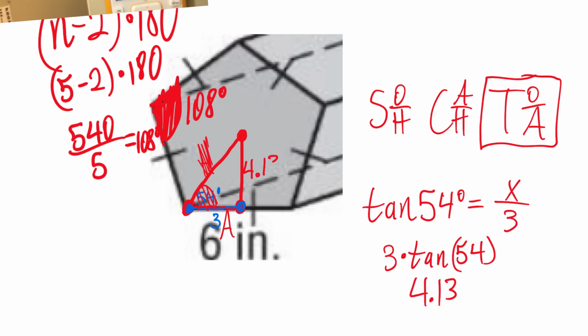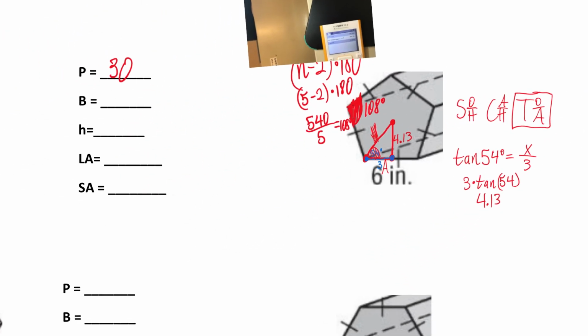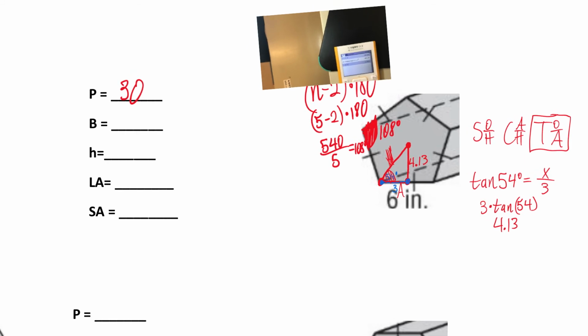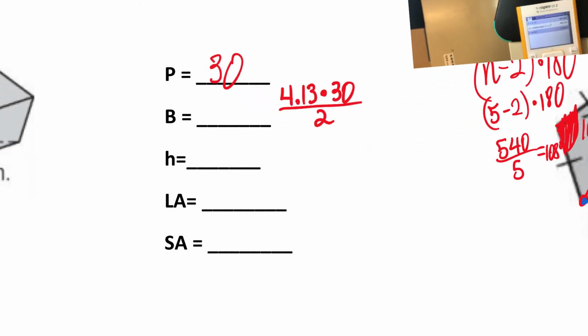Okay. So now I have the apothem. So now I can find the area of this base. Because we do apothem times perimeter divided by 2. So the apothem is 4.13. So 4.13 times what's the perimeter of the base? 30 divided by 2. So 4.13 times 30 divided by 2. 61.95.